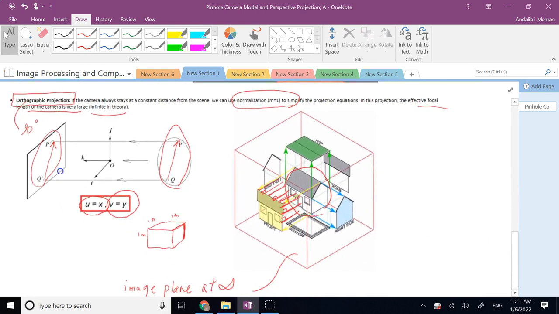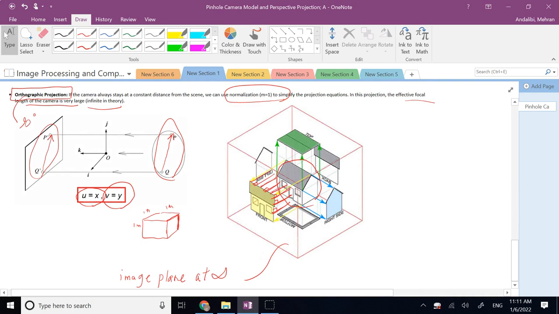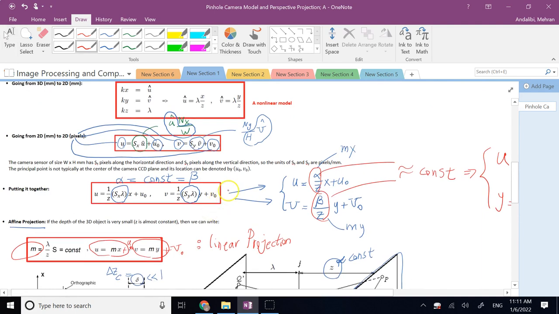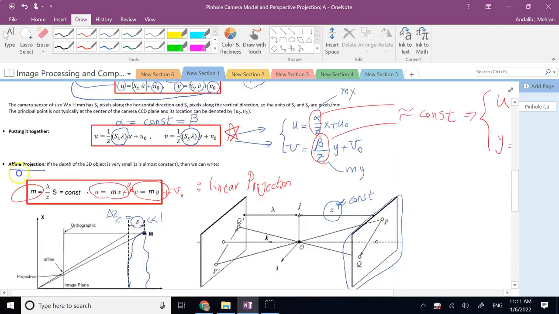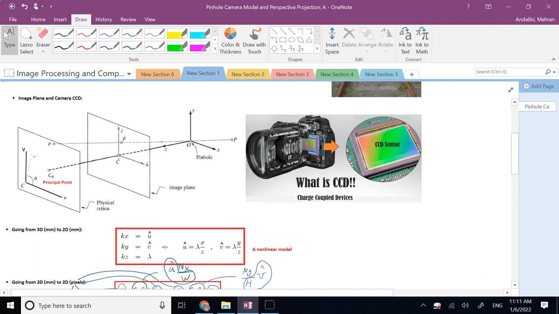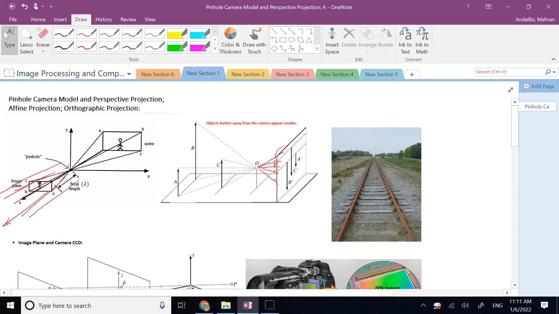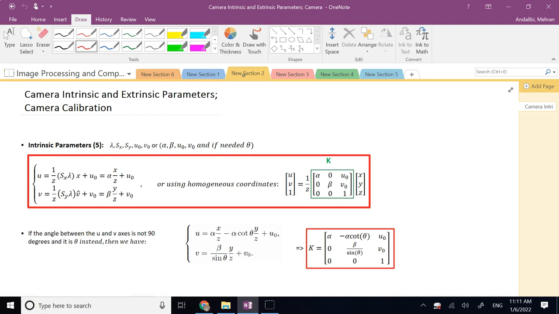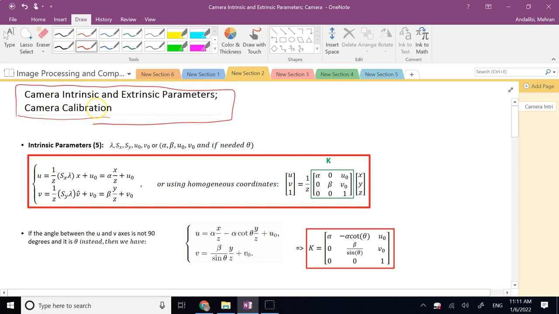Now, I know this is not how the cameras would see, and this is not how we would see, but this has applications in engineering. In this course, whenever we talk about projections, we always refer back to the perspective projection. So affine and orthographic are special cases for special applications, but as far as we are concerned, we definitely want to use perspective projection, and that's what you will see I use in my next video to talk about camera intrinsic and extrinsic parameters and camera calibration. I will use the perspective projection.